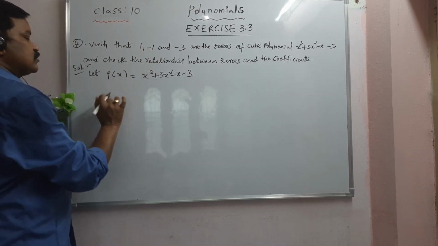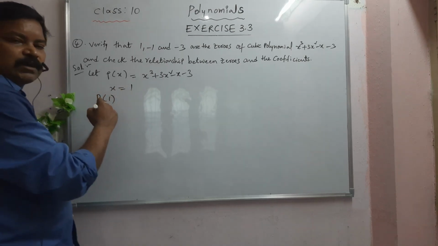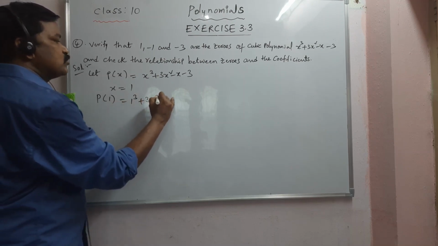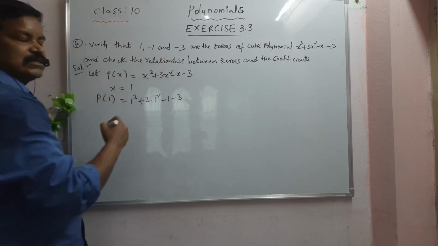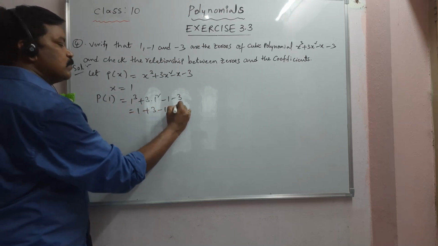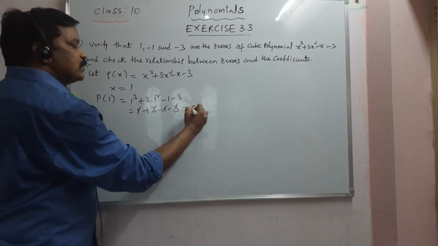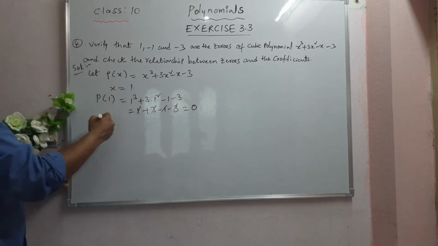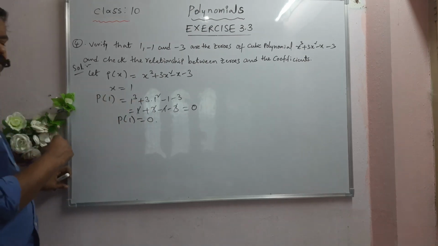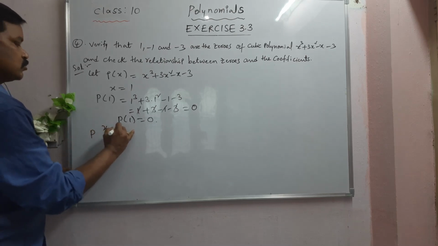Let us take x is equal to 1. So p of 1 means 1 cube plus 3 times 1 square minus 1 minus 3. So 1 cube is 1, plus 3, minus 1, minus 3. So here plus 1 plus 3 minus 1 minus 3 both get cancelled. Then this p of 1 is equal to 0. Understand, students?